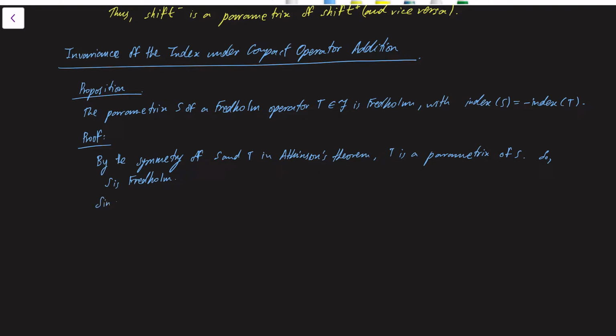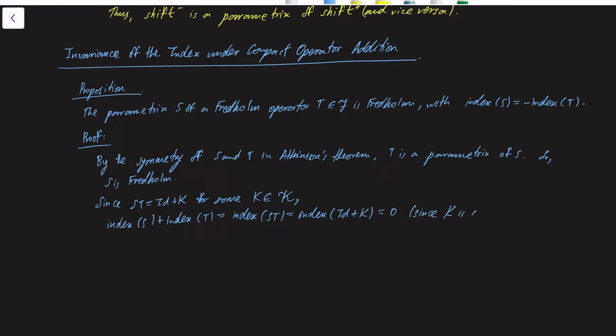Now, since ST equals the identity plus K for some compact K, the index of S composed with T, which is the sum of the indices of S and T, is the index of the identity plus K, which is 0, since K here is compact. We saw this from last time. Thus, the index of S is equal to negative the index of T.